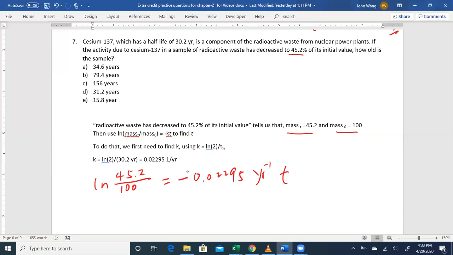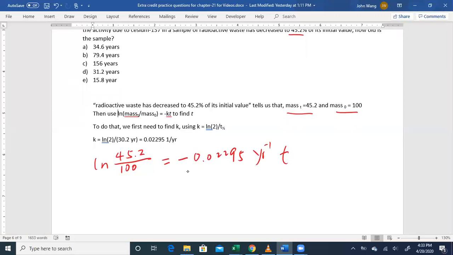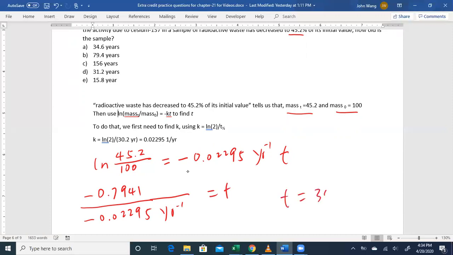Solving for T again, we first get Ln of 45.2 divided by 100 is negative 0.7941. So take this number divided by negative K, so negative 0.02295 per year, and that equals T. So therefore T equals 34.6 years. 34.6, therefore the answer is A.